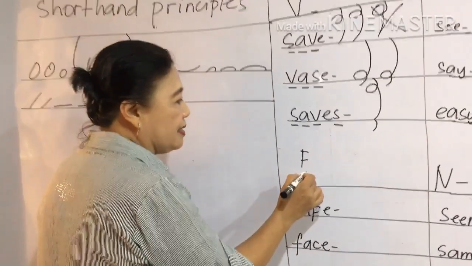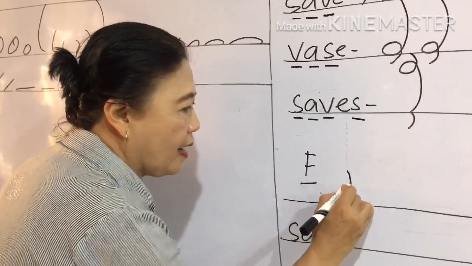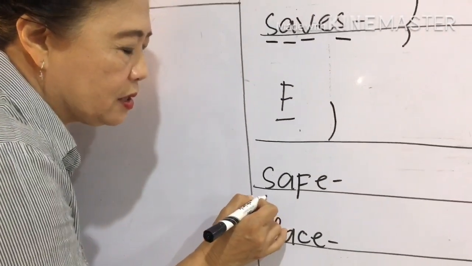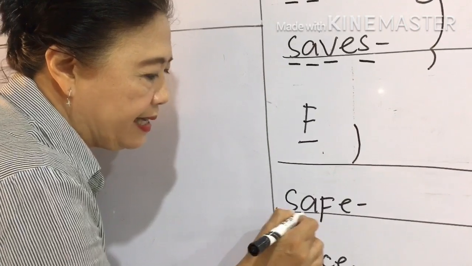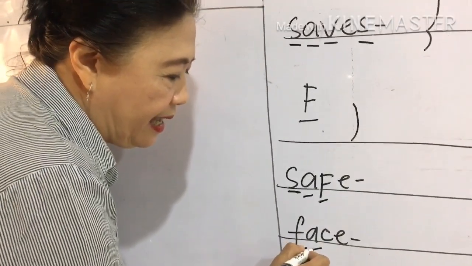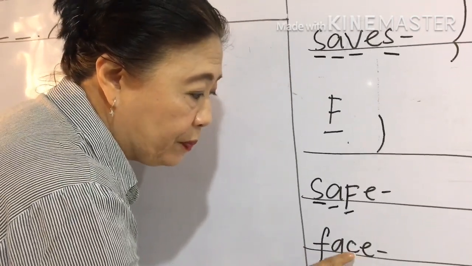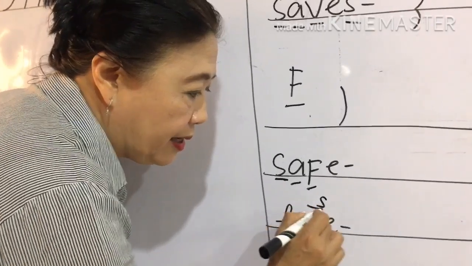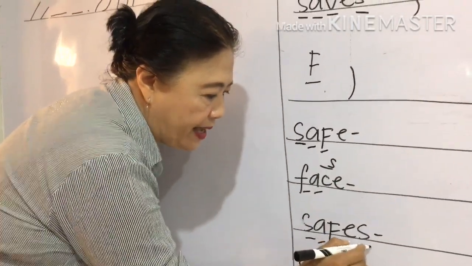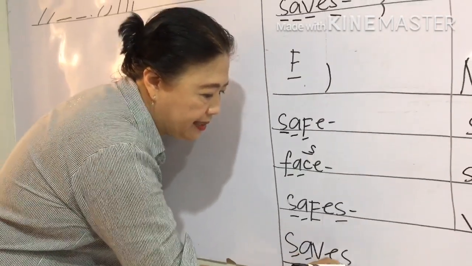For the examples of letter F: letter F can occupy only half the space. Let us identify the examples. We have S, A, and F. We have F, A, and how are you going to read this one? Face. So the C now becomes letter S. For safes, we have S, A, F, and S. For saves, S, A, V, and S.